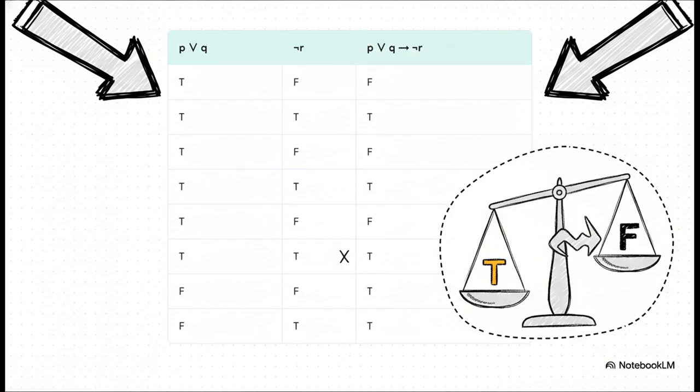For example, check out row 1. We have true implies false. That's a broken promise, so the result is false. But look at row 2. True implies true. That's totally fine, so it's true. And what about row 7? False implies true. That's also considered true. In logic, you can't really prove anything wrong by starting from a false assumption, so the implication holds.